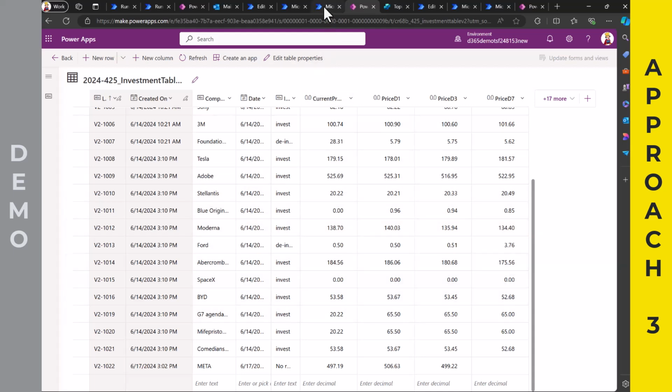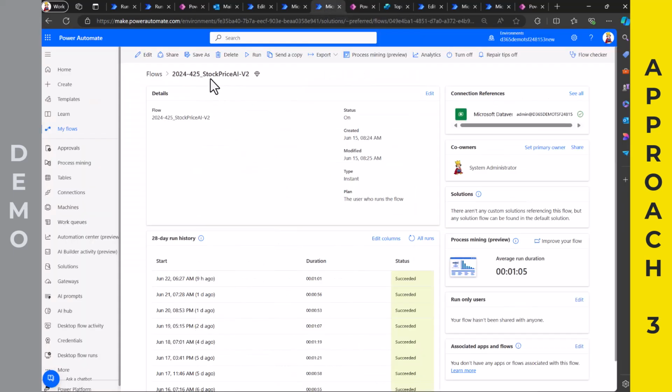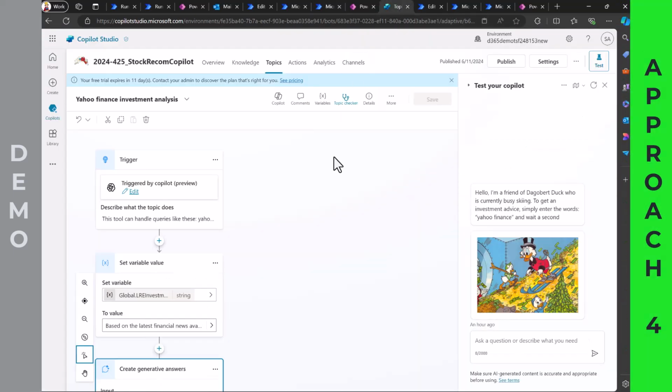And again, I have a second flow that is doing the same as in the first case. It basically checks the company symbol, it checks the stock price and then fills the table. So very easy. And then the last approach that I was taking was to use Copilot Studio.